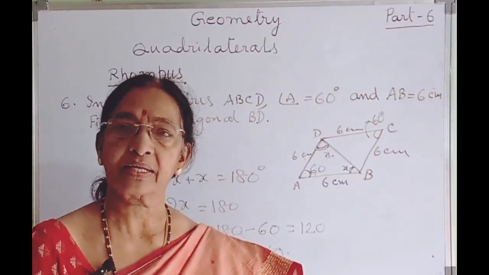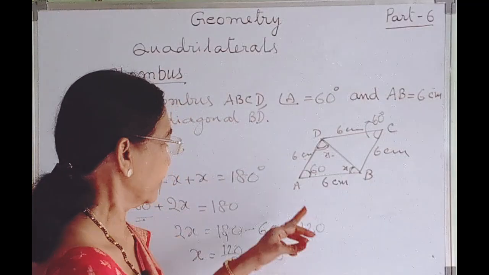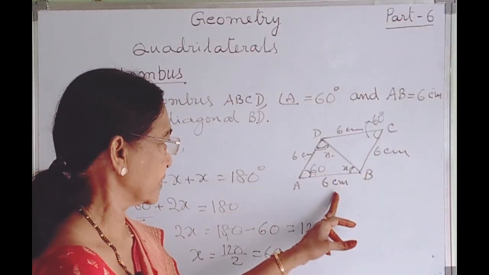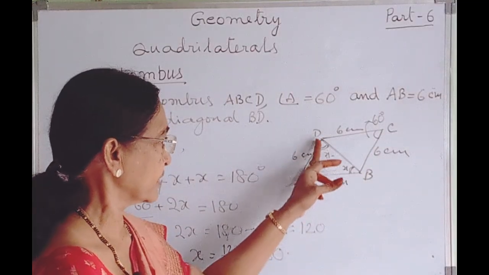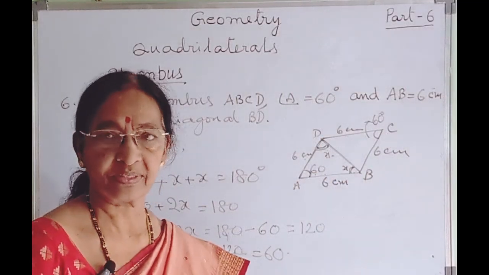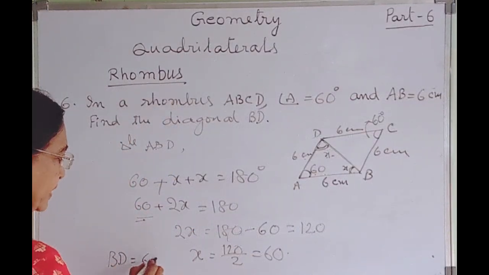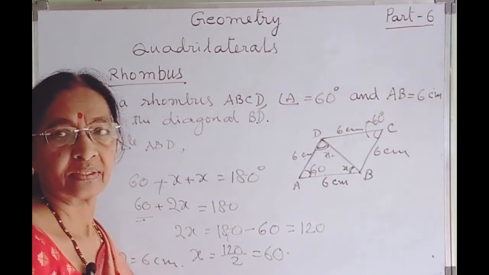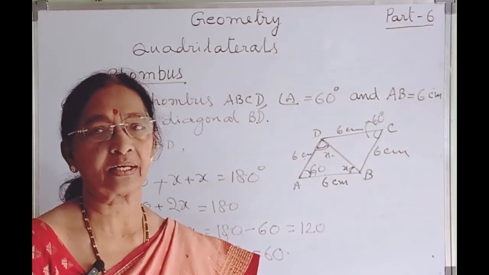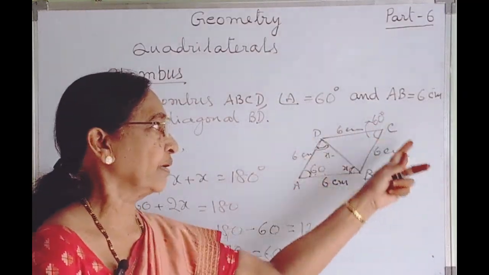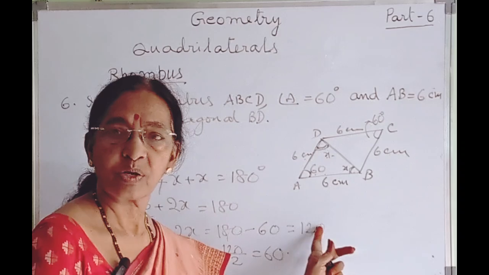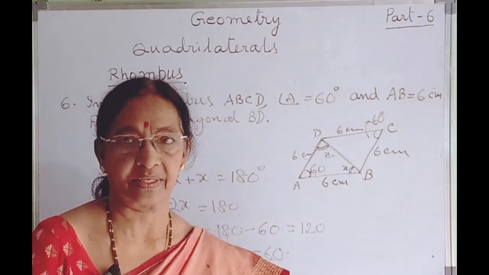In an equilateral triangle, all the sides are equal. Therefore, as AB is equal to 6, AD is equal to 6, BD is also equal to 6 centimeters. So, triangle ABD is an equilateral triangle and the diagonal of this rhombus, BD, is 6 centimeters.